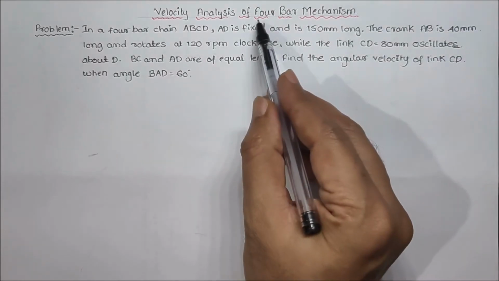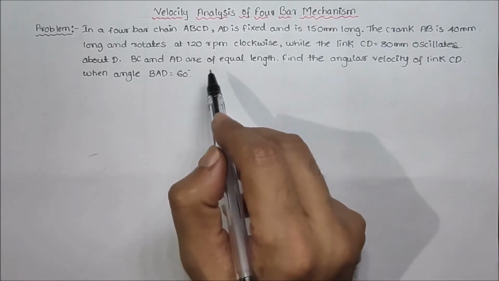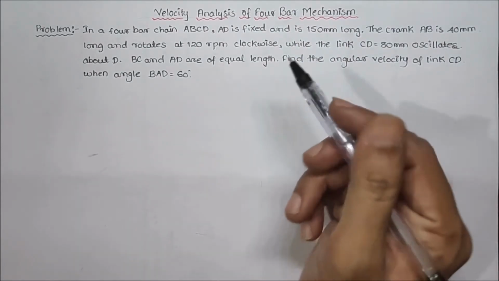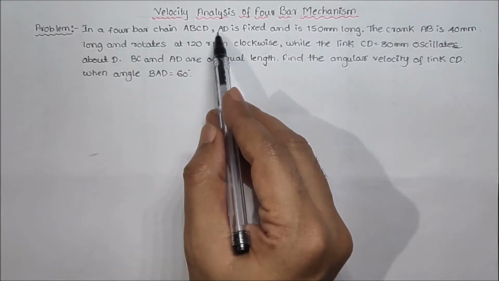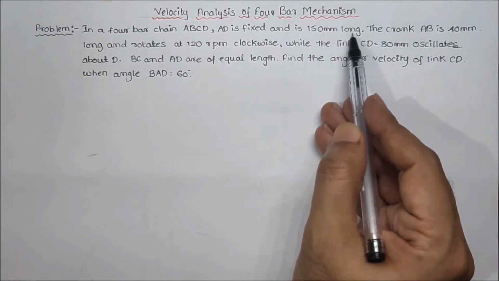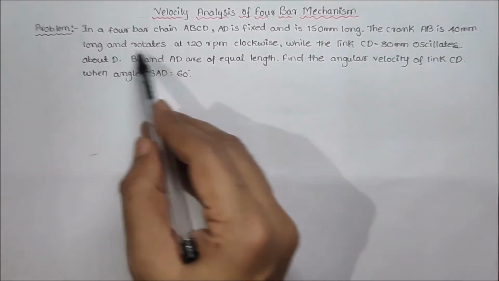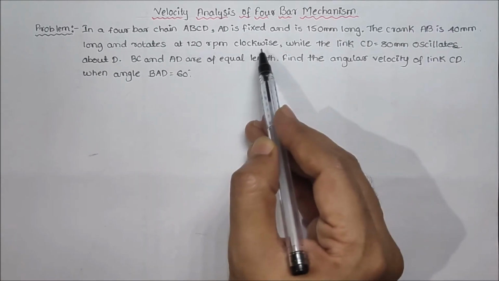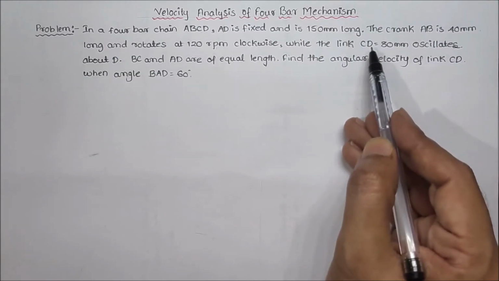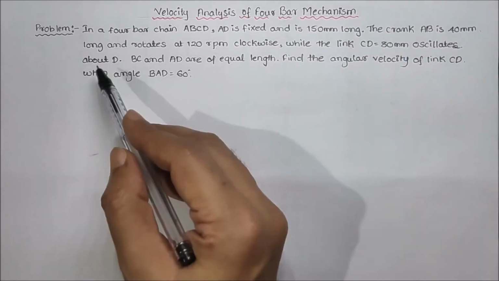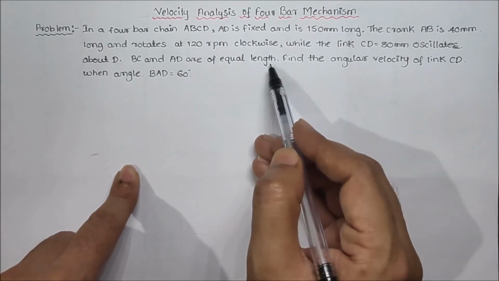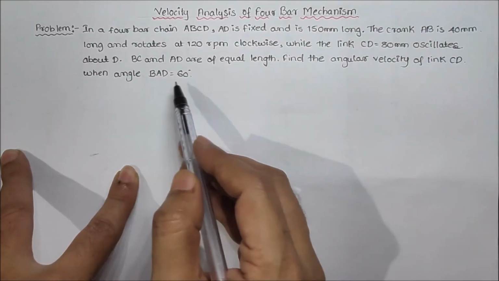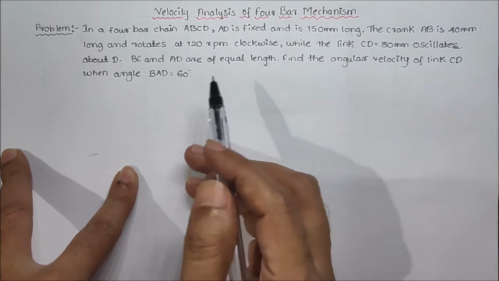So this problem is on a 4-bar mechanism. Let's read the problem and understand the problem statement. In a 4-bar chain A, B, C, D, AD is fixed and is 150 mm long. The crank AB is 40 mm long and rotates at 120 rpm clockwise, while the link CD 80 mm oscillates about D. B, C and AD are of equal length. Find the angular velocities of link CD when angle BAD is equal to 60 degree.